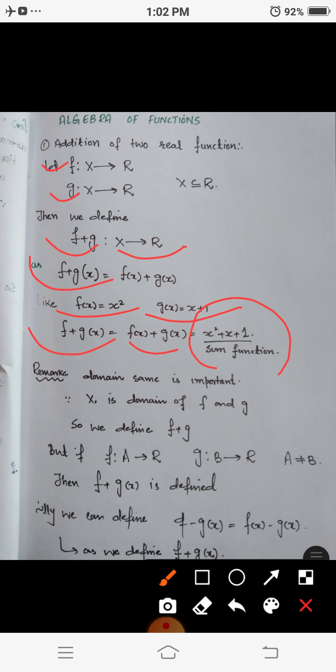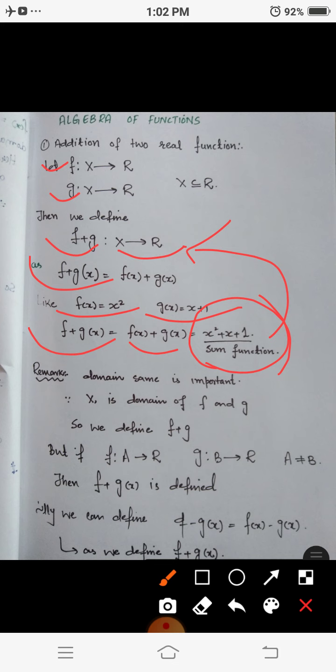It is a polynomial. You know that polynomials are defined over the entire set of real numbers. Hence this is the new function. This is a sum function. Its domain is the same as that of f as well as g.